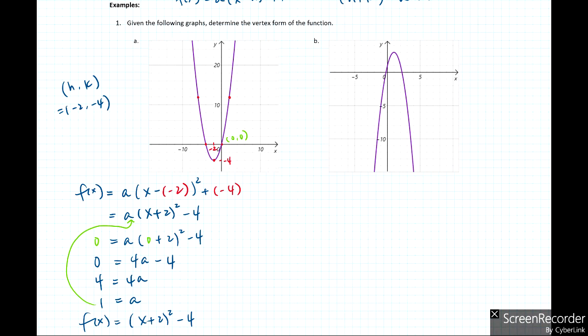And if you want to double check that your function indeed makes sense, you can even use one of the other points that we identified that are easier to read to check whether it does indeed satisfy the function. For example, this point over here, it's 1 unit over, so it's 2. And then in the vertical direction, it's 12 over here. So if you plug 2 into x, we want to check whether y is equal to 12.